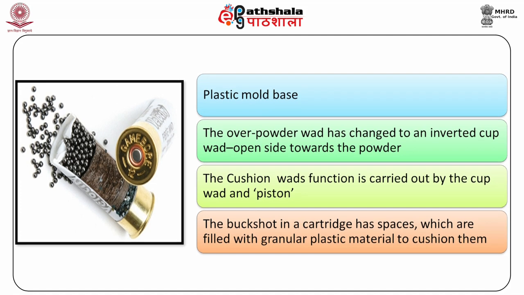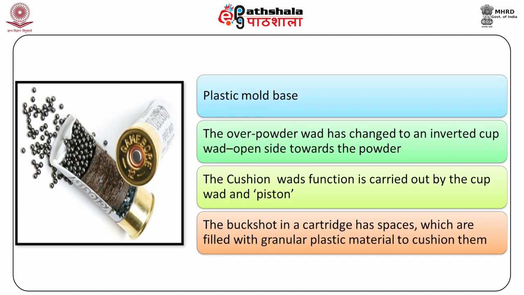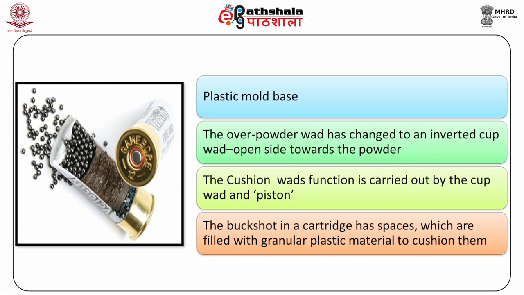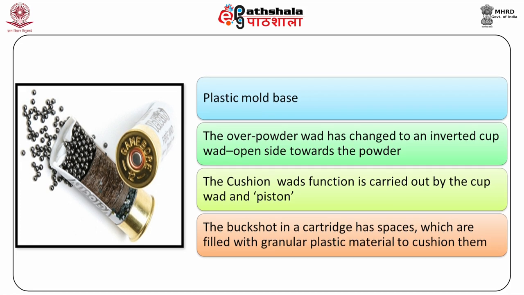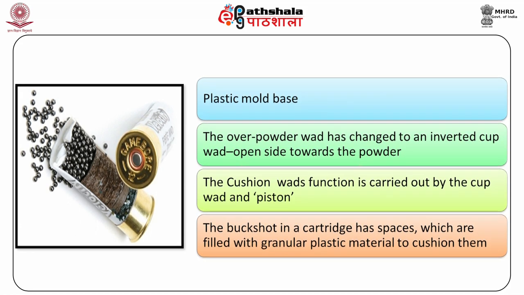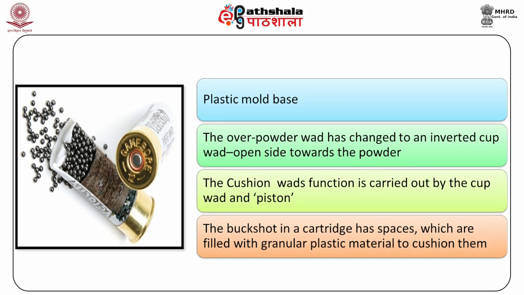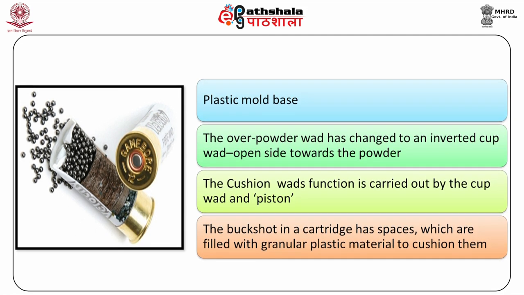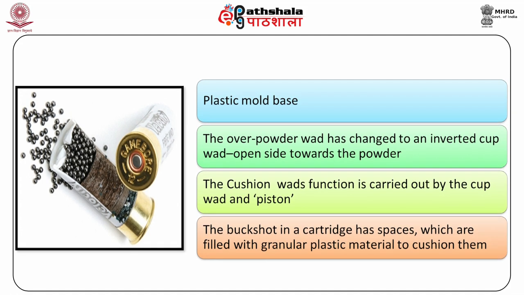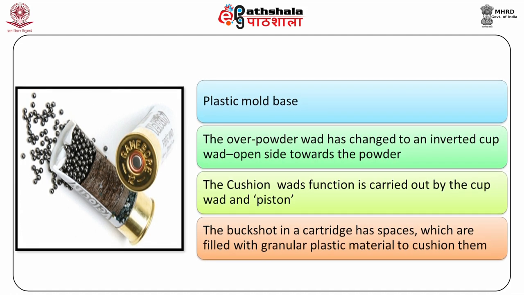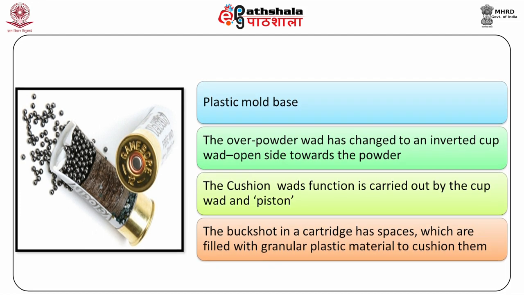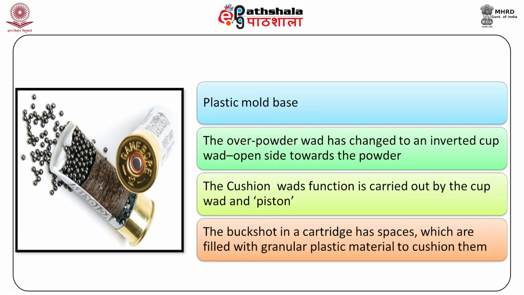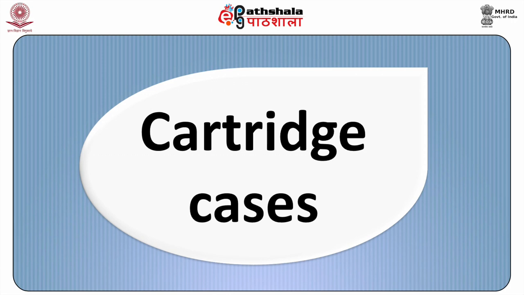Next, the buckshot in a cartridge has spaces, which are filled with granular plastic material to cushion them. The plastic granular material prevents damage and provides uniform push to the projectiles. It ensures proper push to the projectiles, which gives better spread and uniform velocities to the buckshot. These inventions have improved the aim, range, and ballistics of shotgun cartridges considerably. Next, we will learn about the cartridge cases.